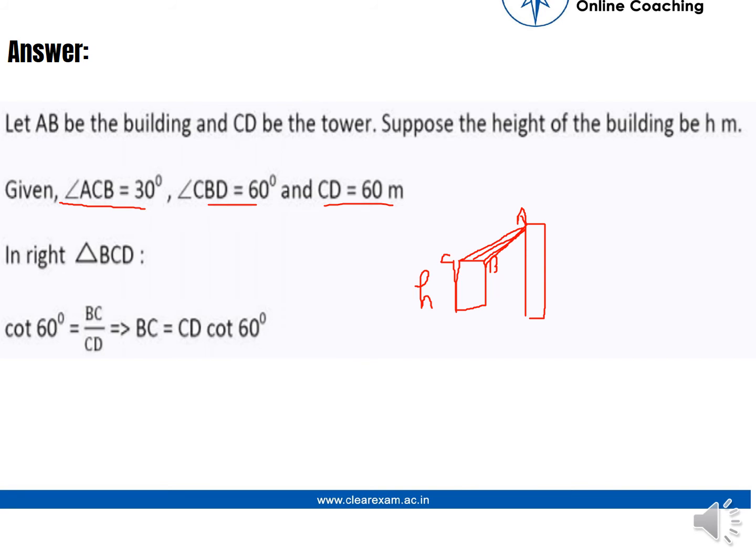We know this cot theta. What is cot theta? Cot theta becomes BC upon CD. We know that cot theta is base upon height. It is a trigonometric function, so we know that it is base upon height. From that we can say that BC upon CD equals cot 60 degrees, the angle from the tower to the building.